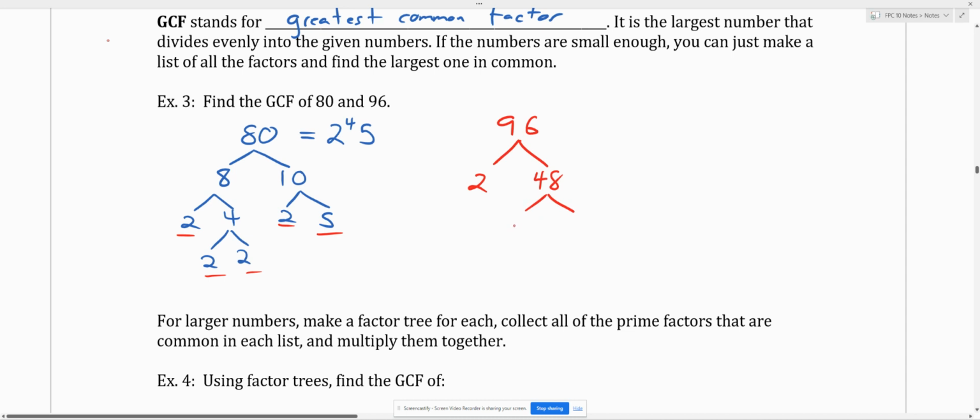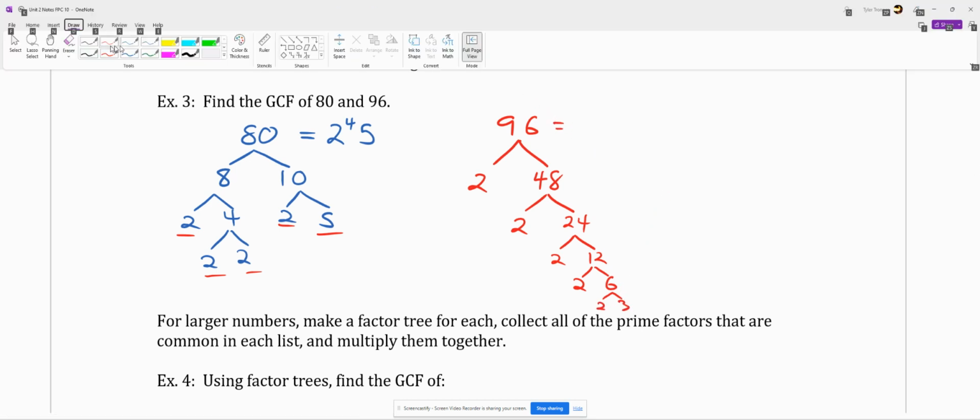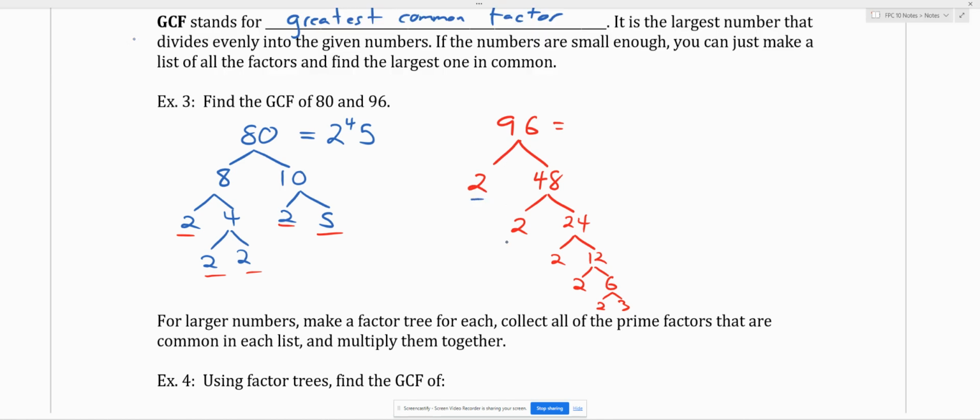48, again, is divisible by 2, so I'm going to get 2 times 24. 2 is prime. 24 is 2 times 12. And then see the pattern of the 2's. 2 times 6. And finally, 2 times 3. So in this case, how many 2's do I get? Let's make sure we're careful counting them. 1, 2, 3, 4, 5 2's. So I get 2 to the 5 and the 3 left over.